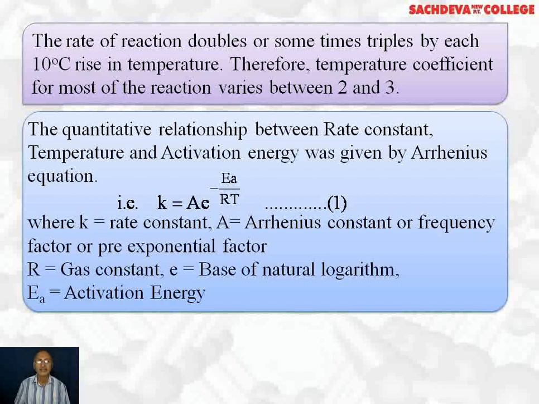The quantitative relationship between rate constant, temperature and activation energy was given by the Arrhenius equation. That is, K is equal to A e raised to the power minus Ea over RT, where K is the rate constant, A is the Arrhenius constant or frequency factor or pre-exponential factor, and it mainly depends upon collision frequency. R is the gas constant, e is the base of the natural logarithm. Ea is the activation energy.